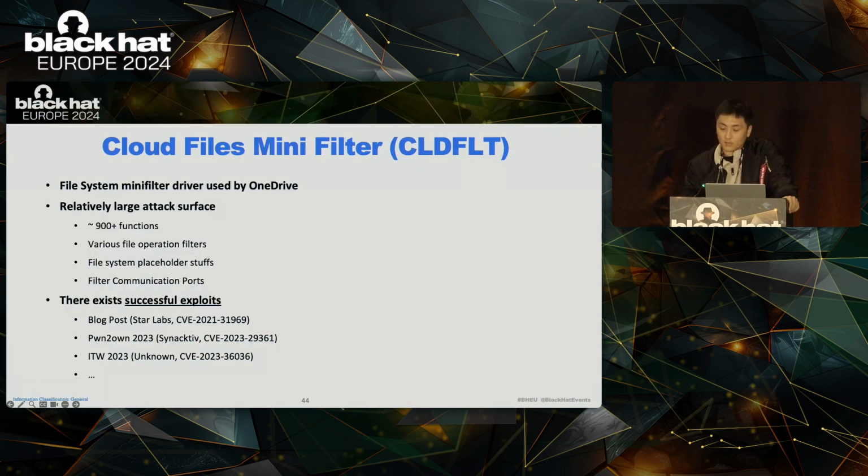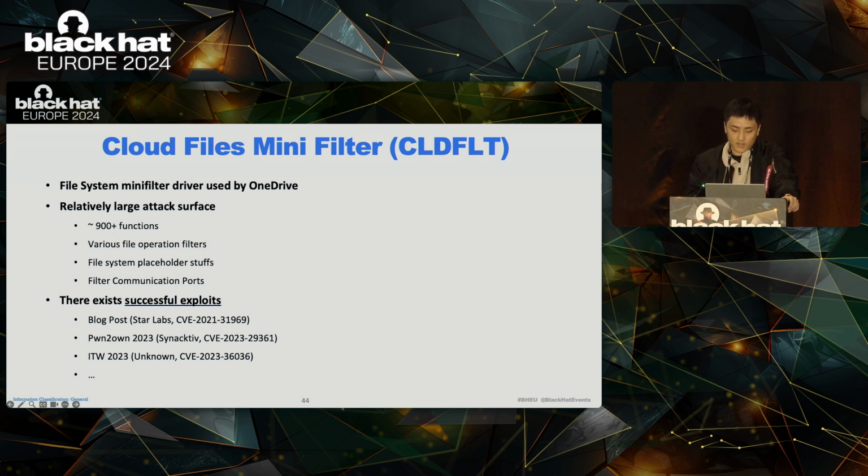The vulnerability we'll be discussing exists in the Cloud Files Mini Filter, commonly known as Cloud Filter. This file system filter helps manage files and directories shared on Microsoft OneDrive. Since it is a file system related driver, it includes a large number of functions, around 1,000 in total, and multiple attack vectors. Two primary attack vectors for this filter driver include the file operation filter and the file filter communication port. Additionally, placeholders that manage OneDrive files can also be targeted.